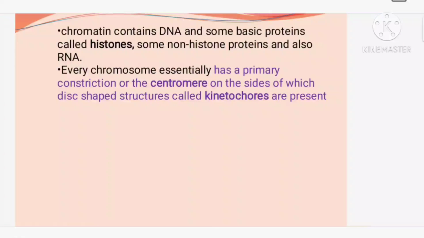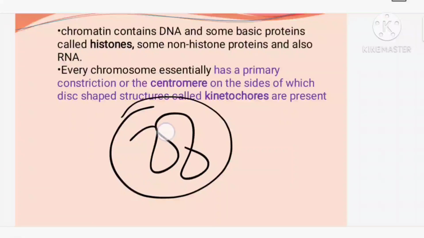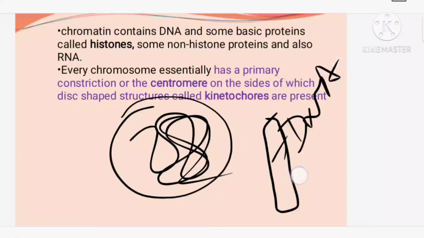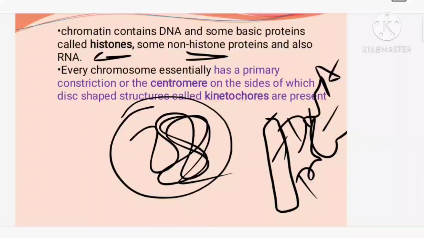Now chromatin. I told you inside the nucleus you have chromatin threads. When they are dividing, these chromatin threads are condensed into rod like structures called chromosomes. Now these chromosomes and chromatin are made up of what? They are made up of DNA, plus they have some proteins. The proteins can be histone proteins or non-histone proteins.